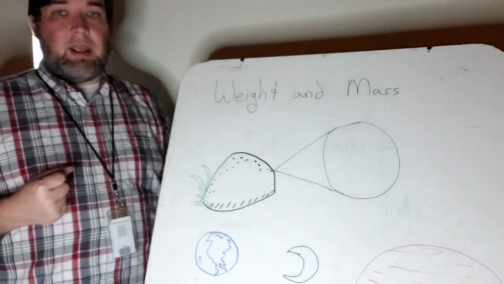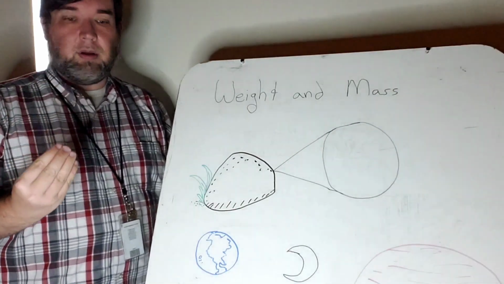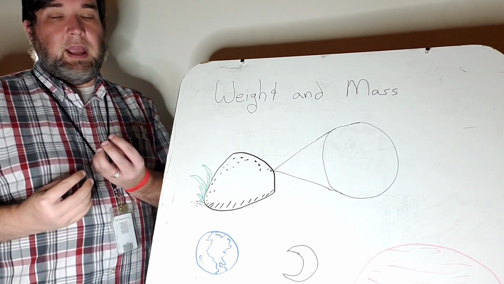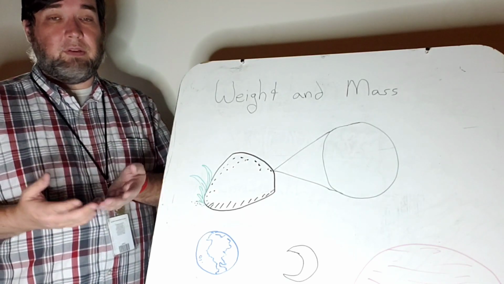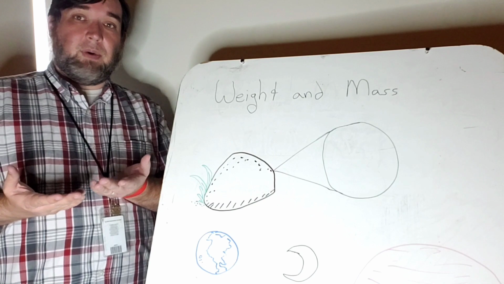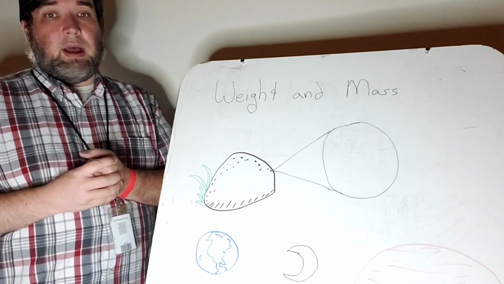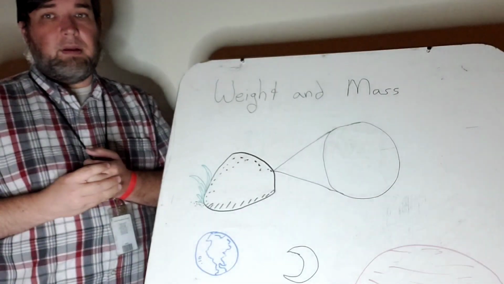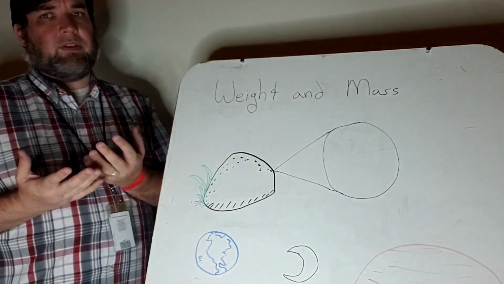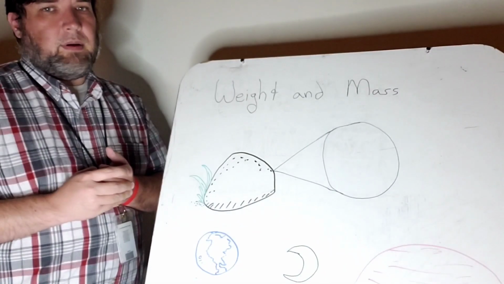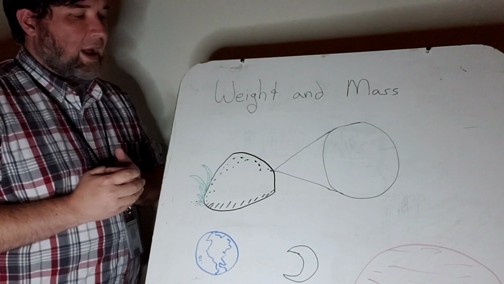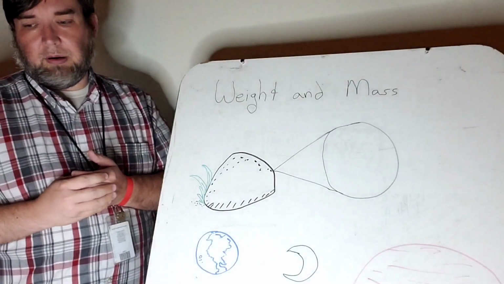So weight is gravity's pull on another object, and that determines how much you weigh. So like on Earth, you might weigh 40 pounds. Still not sure how that's different, right? So things weigh different amounts based on where they are.